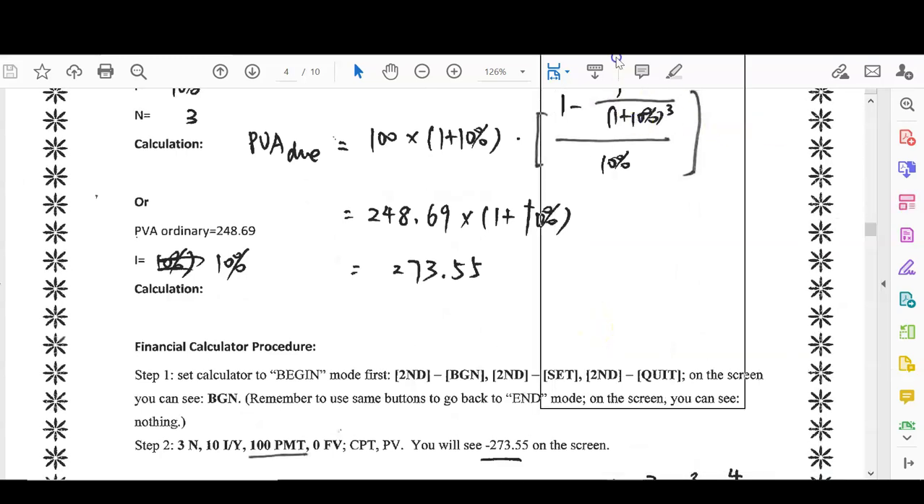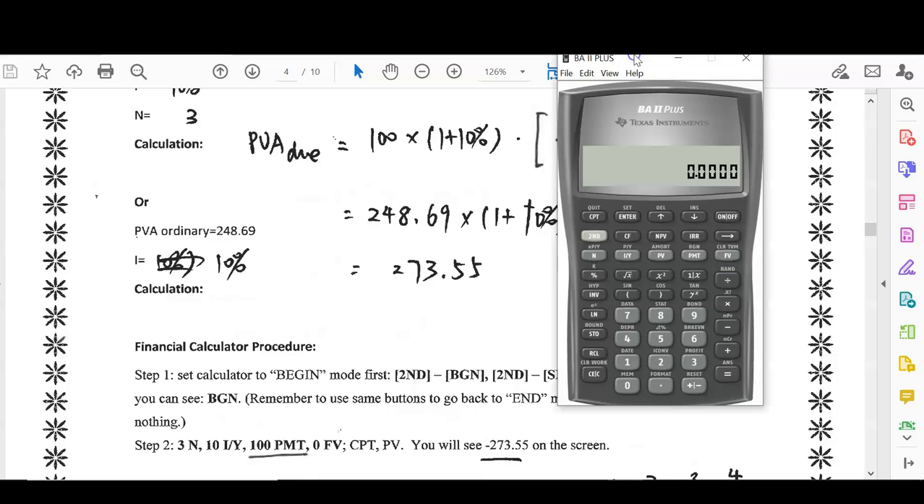Alternatively, again, now we're looking for the present value. We still need to press second begin, second set, second quit to change to begin mode. And then we input 3 as N, 10 as I, 100 as payment, 0 as future value. Now we want to compute for present value. We see that 3 100s in the beginning of each year is worth 273.55 for now at time 0.